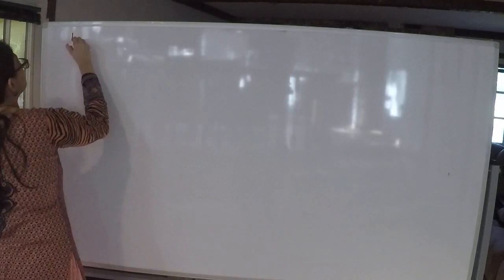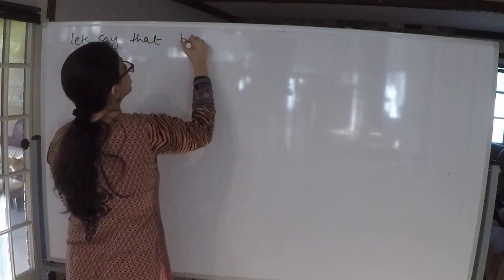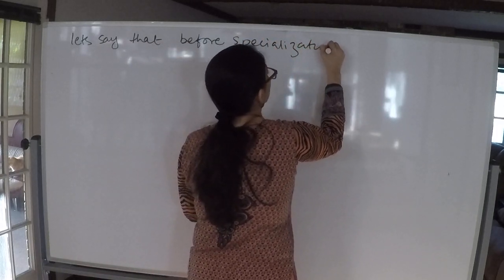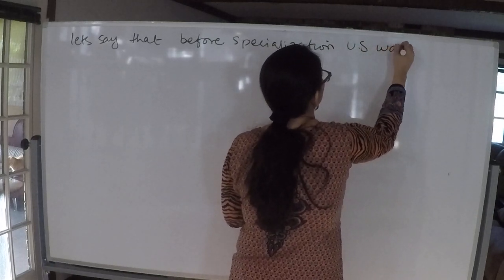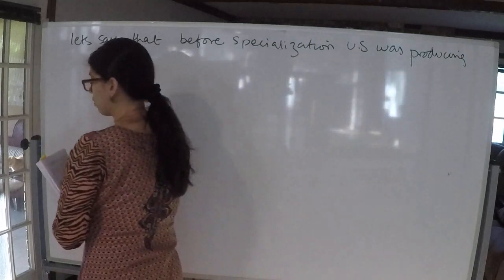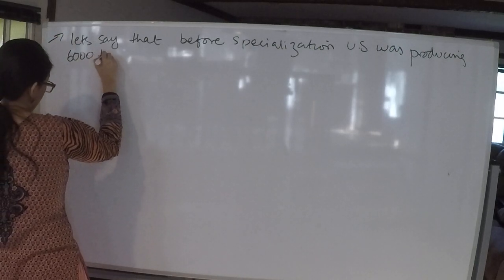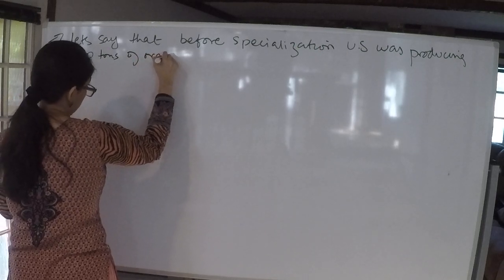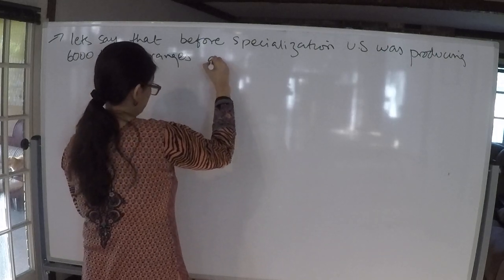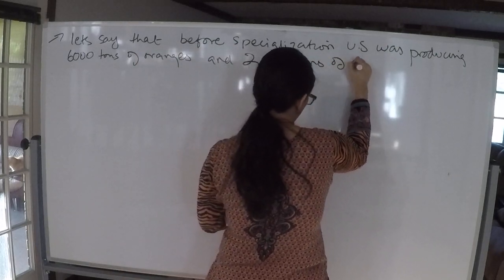Let's say that before specialization, US was producing 6,000 tons of oranges, and 2,000 tons of avocados.